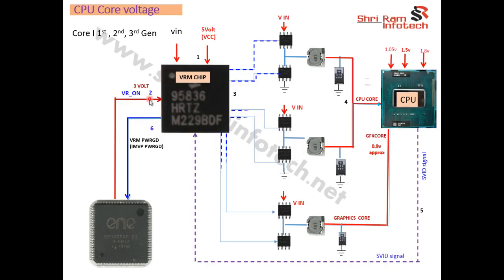Okay, you should get the VR on signal at the VR on pin at the VRM chip. If this voltage is not coming, then you have to check why it is not coming. You have to trace where the signal is coming from. I already told you that this VRM core voltage is coming from the SIO in Compel motherboard and in Quanta motherboard.